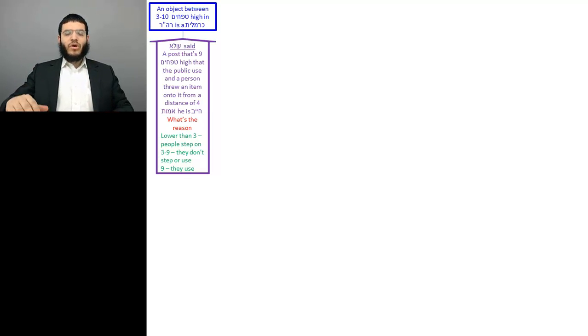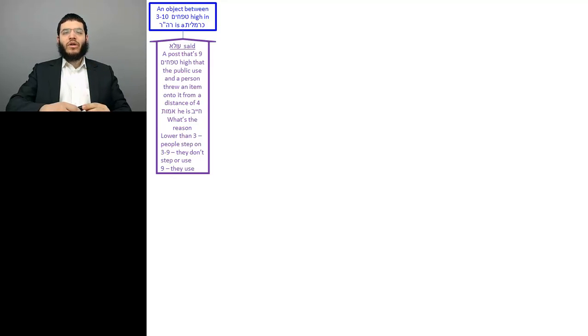It's considered a Rishus HaRabim. So if it's lower than 3, it's part of the public area. If it's 9 tefachim, it's also part of the public area. And if it's between 3 and 9, since the public don't use it, it's considered removed from the Rishus HaRabim. It's a Rishus for itself, and it's going to be either a Makim P'tor or a Carmelis. So that's the teaching of Ula that directly relates to what we learned earlier.